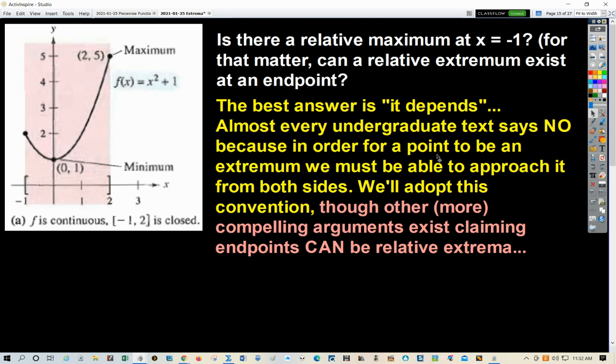They say no, that it's not a relative extremum. And the rationale for that is that you can't approach it from both sides. Okay, so for now, we're going to go ahead and go with what the book says. Okay, but this really is an open discussion. And I tend to disagree with that, but you could talk to somebody else and they might tell you something different.